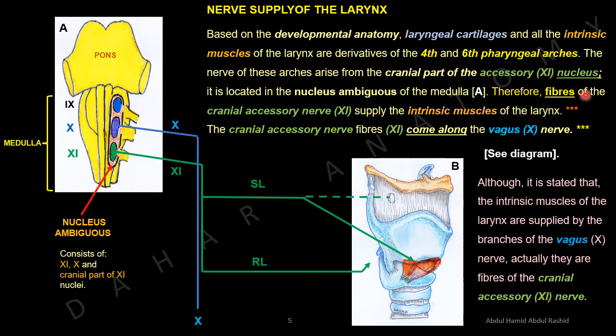Therefore, fibers of the cranial accessory nucleus supply the intrinsic muscles of the larynx, not the vagus. The cranial accessory nerve fibers come along the vagus nerve. You can see this very clearly mentioned in this diagram. So although it is stated that the intrinsic muscles of the larynx are supplied by branches of the vagus, actually they are fibers of the cranial accessory nerve which comes along with the vagus nerve.